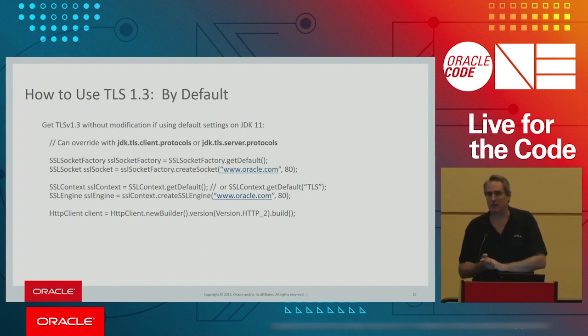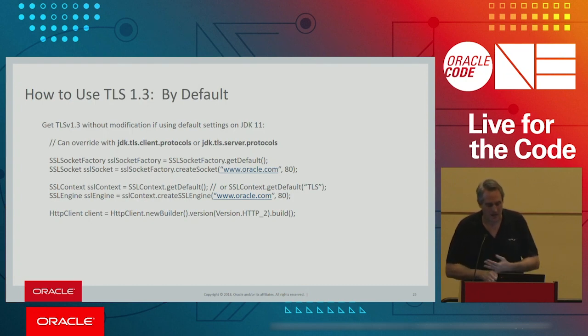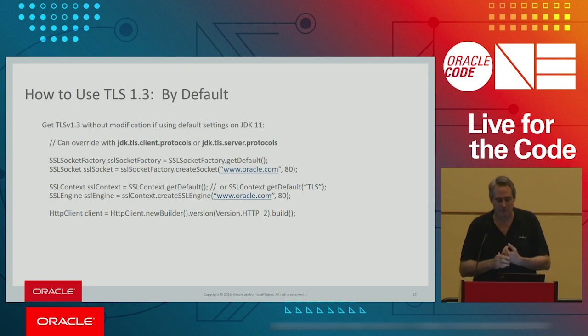So how to use TLS 1.3? This is the big one here. If you have been using the get default methods, you're done. It's easy. It's all default enabled. So all you have to do is say, give me an SSL socket factory, get default, and it's already enabled.